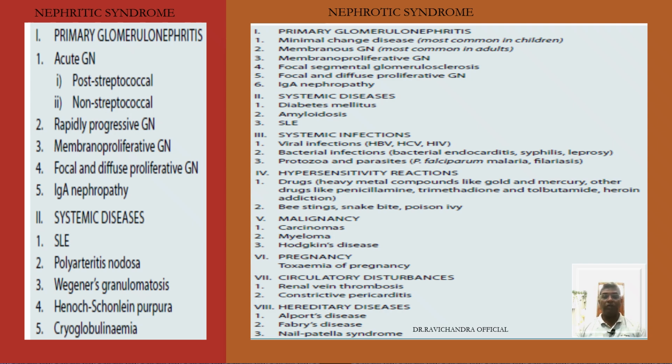In nephrotic syndrome, as I said in the previous videos, it is primary glomerulonephritis because of the MCD, minimal change disease, or membranous glomerulonephritis, or membranoproliferative glomerulonephritis, or focal segmental glomerulosclerosis, and focal and diffuse proliferative glomerulonephritis, and IgA nephropathy, or systemic diseases like diabetes mellitus, amyloidosis, systemic lupus erythematosus, or systemic infections like HBV, HCV, HIV infections, and bacterial endocarditis, syphilis, leprosy, or some falciparum infections and filariasis may end up in nephrotic syndrome.